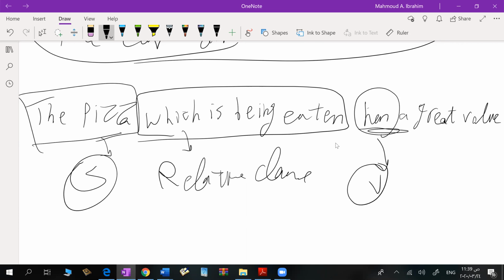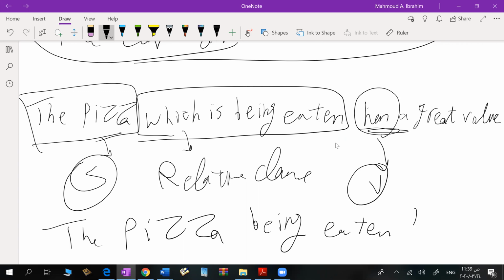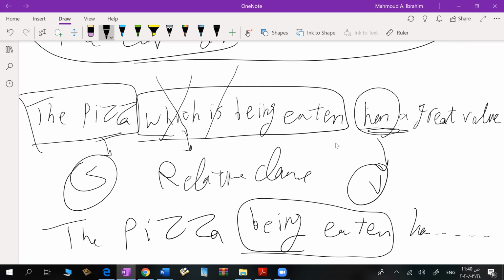So how can we reduce this? The pizza being eaten has a great value. Being eaten here is the reduction of which is being eaten. Again, we remove the relative pronoun, the subject and the verb. What is left? Being eaten. This is the leftover of the relative clause. So being eaten. Clear? Yes, clear. Any problems so far?